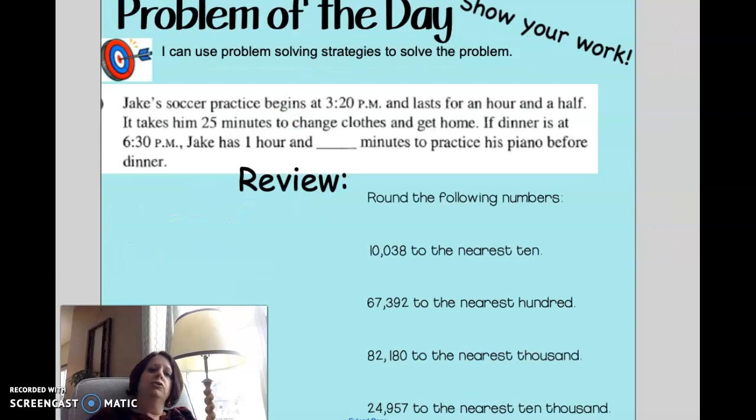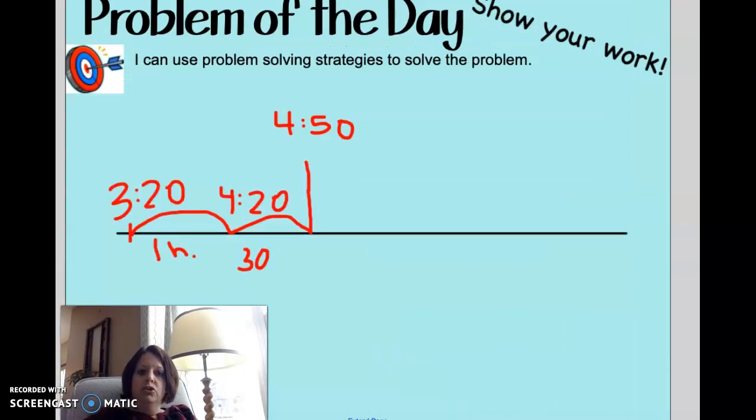So Jake's soccer practice began at 3:20 and lasts for an hour and a half, so it's 3:20 to 4:50. We figured that out. But it takes him 25 minutes to change clothes and go home. So he's already at 4:50. We've got to add 25 minutes with a little jump here. 4:50 plus 25 minutes. If we add 10 minutes, we get to 5 o'clock, and then we'd still need 15 more. So it's 5:15 by the time he changes clothes.